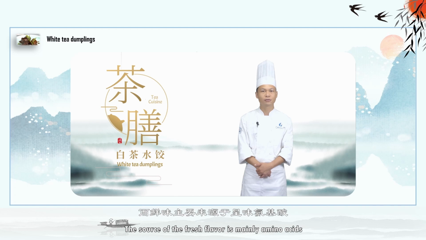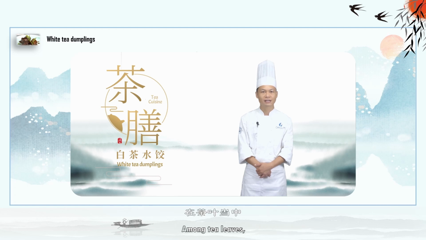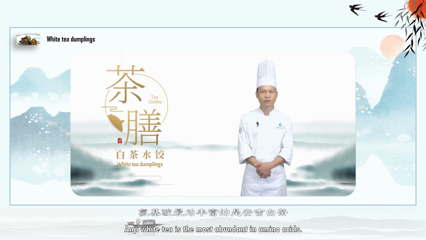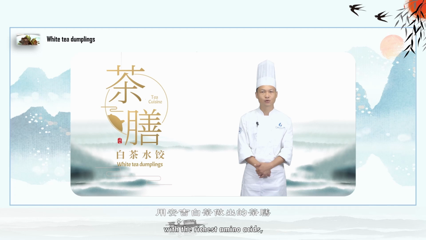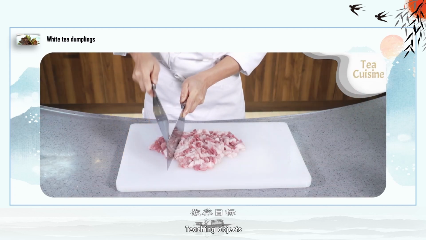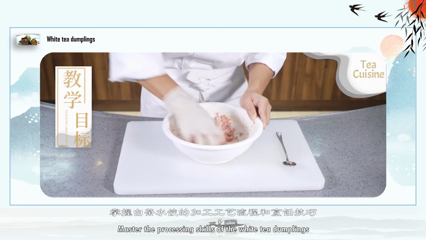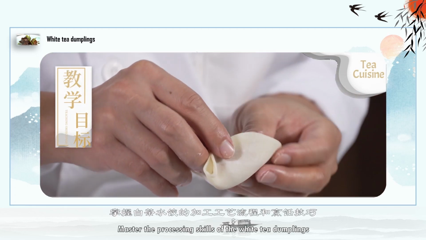The source of fresh flavor is mainly amino acids. Among tea leaves, white tea is the most abundant in amino acids. In this lesson, let's learn the tea cuisine made of tea with the richest amino acids, which is the white tea dumplings. Teaching objectives. Master the processing skills of white tea dumplings.